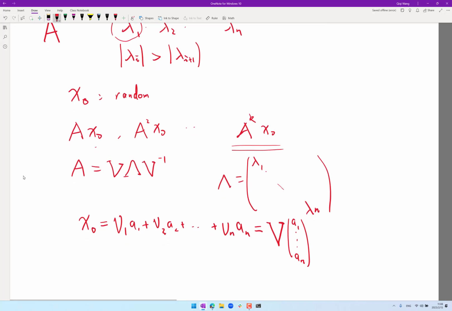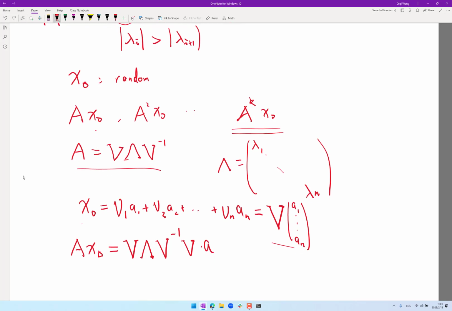So now A times x0 would become V times lambda times V inverse, as we are substituting this representation of A. We are also going to substitute the matrix form representation of our x0. That'll be V times the vector a. So we'll denote this as just a vector of a. And of course, V inverse times V cancels out, and we get V times lambda times a.